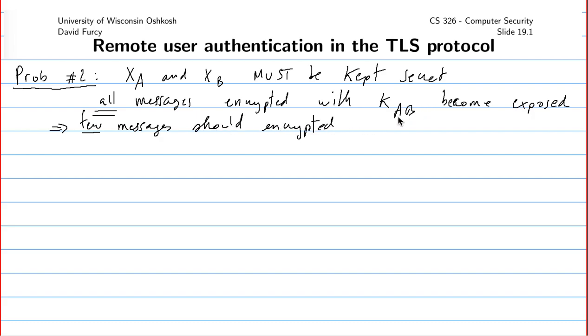with this key. And of course, this key is nothing special. This is just a session key like any other keys. There are millions of such keys. So the bottom line is, this is true for any session key: very few messages should be encrypted with each key.